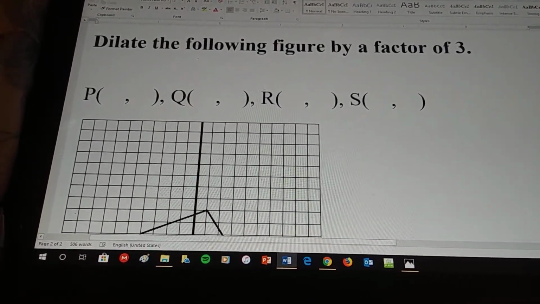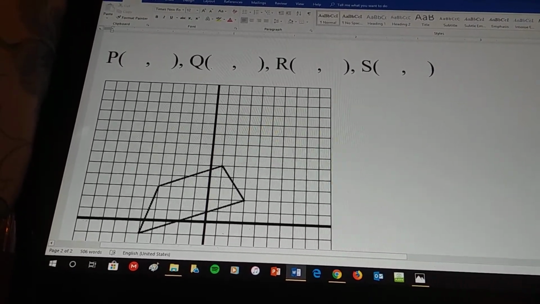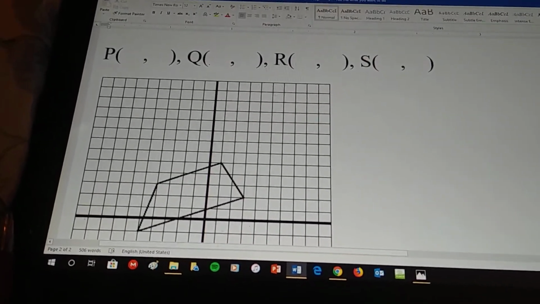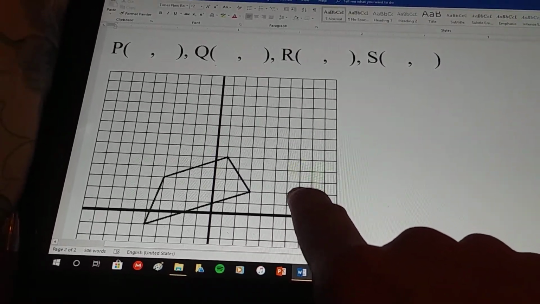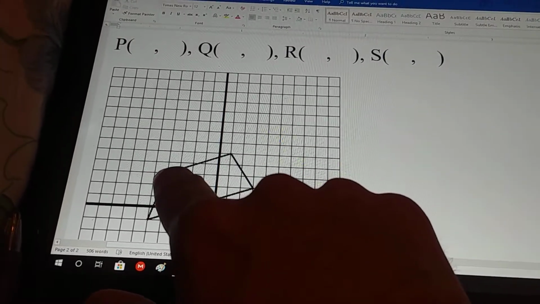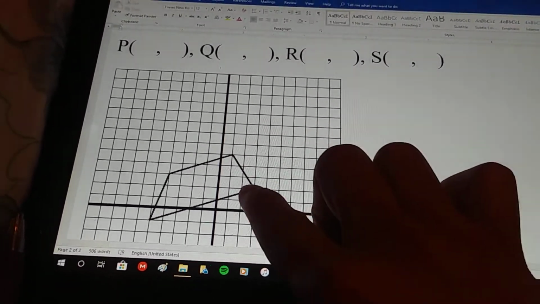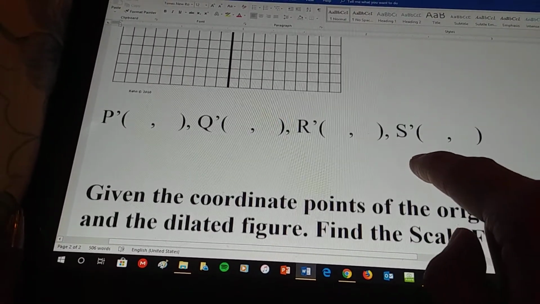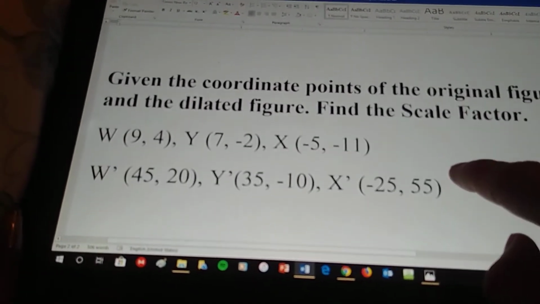Then we have: dilate the following figure by a factor of 3. I'm not giving you the original vertices. Notice these are the original because they don't have the prime. So you want to identify each of those vertices. Again, you can actually name these. If you want that to be your P, that can be your P. If you want that to be your Q, that can be your Q. If you want this to be your R, you choose. All right. Then I want to see your P prime, Q prime, R prime, S prime.